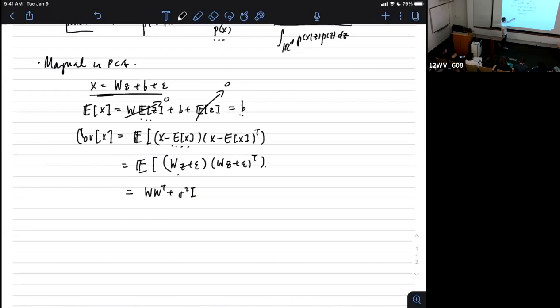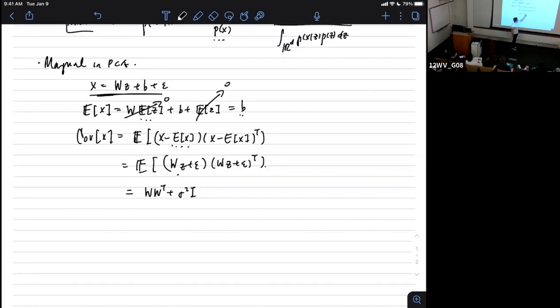So how did we get here? Let's look at the first terms from both sides. We get W times z transpose times W, and then we have the z times z transpose, and the expectation is a linear operator. We push it inside. What we get is W times expected z z transpose times W transpose. What is the expectation of z z transpose? That is the covariance of z, which is just the identity. So that one just disappears, and we end up with W times W transpose.